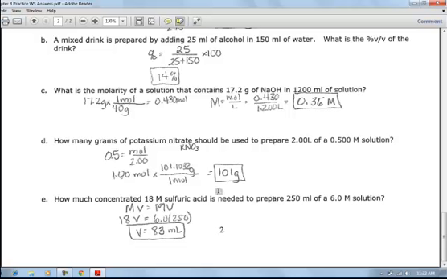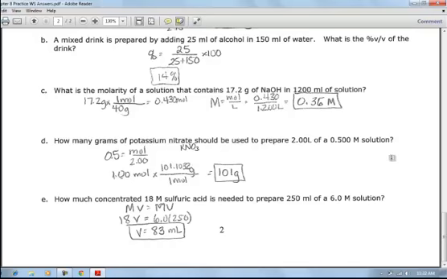The last one is a dilution, and that's because I start out with sulfuric acid and I'm making a solution that is less concentrated. It's only 6 molar. So I'm going to do the M1V1 equals M2V2. So 18 times I don't know what. And then on the other side I have 6 molar and 250 milliliters. So I multiplied those and divided by 18 and rounded to 2 significant figures. So it's going to take 83 milliliters of this 18 molar solution, and then I'm going to dilute it up to 250 milliliters with water. And that would make my dilute solution.